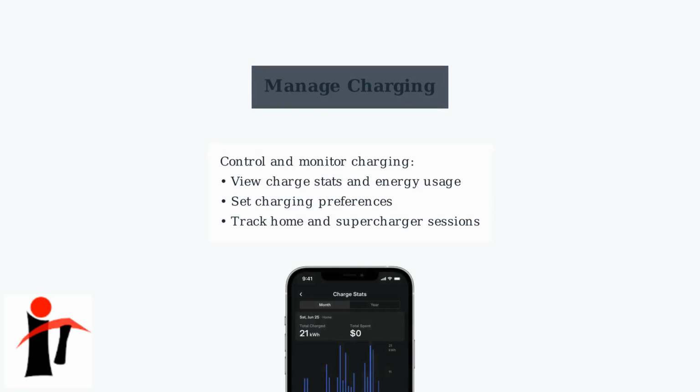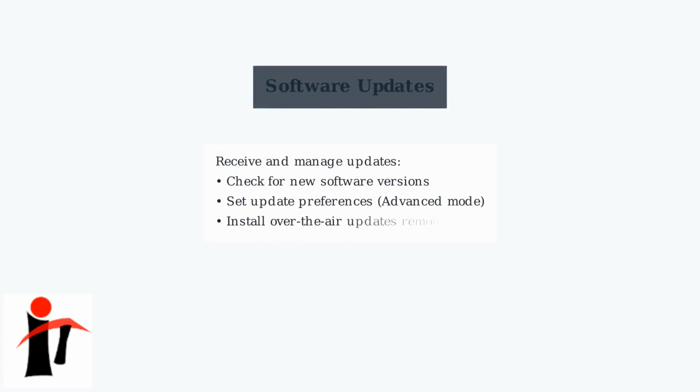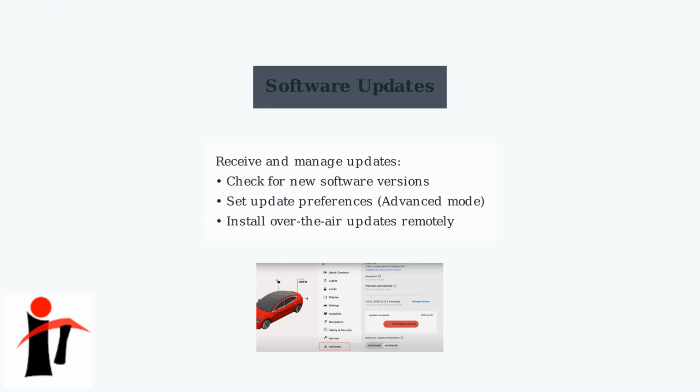The app also provides comprehensive charging management. You can view charging statistics, track energy usage, and set preferences for when and how your Model 3 charges, including unlimited overnight charging options. Stay up to date with software updates through the app. You can check for available updates, view version details, and set preferences for automatic or advanced updates to keep your Model 3 running with the latest features and security patches.